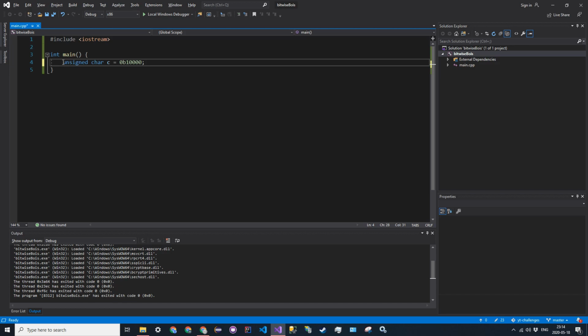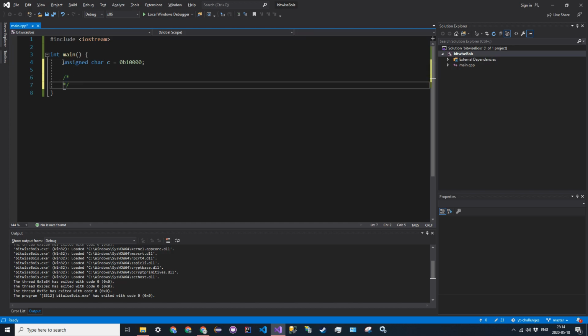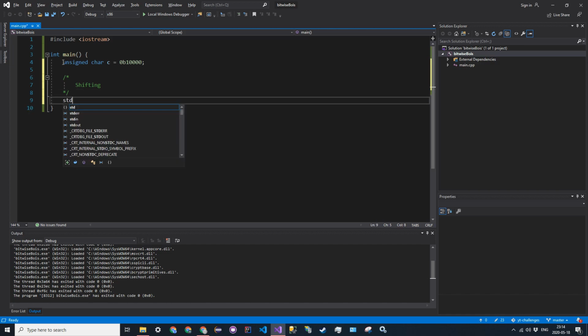Alright, so we'll keep c like that for now, and let's look at our first operation, which is shifting. When I talk about shifting, I literally mean you're going to be shifting bits. There are going to be 2 different operators. You can go left or right. So let's take a look at the first one. So std::cout, let's say c left shift 2.